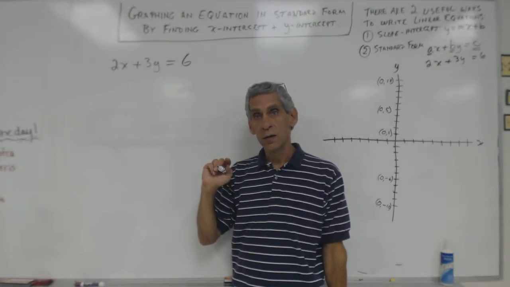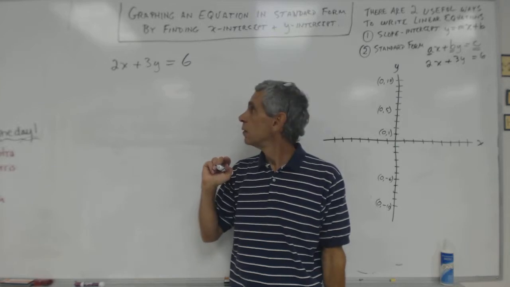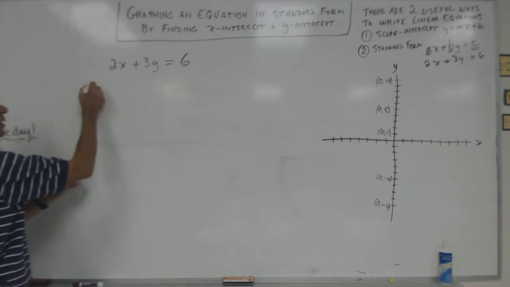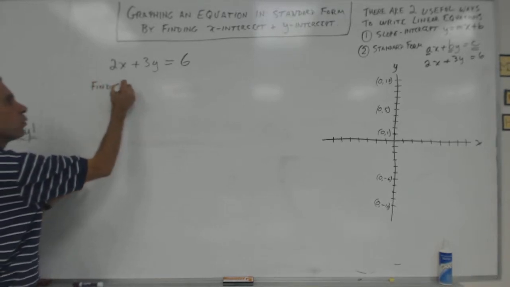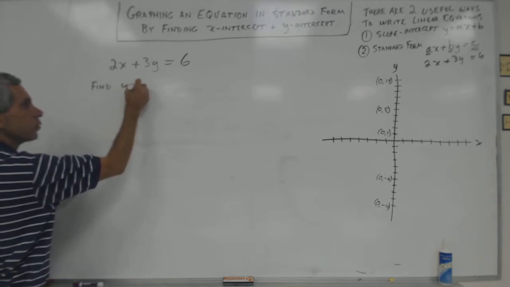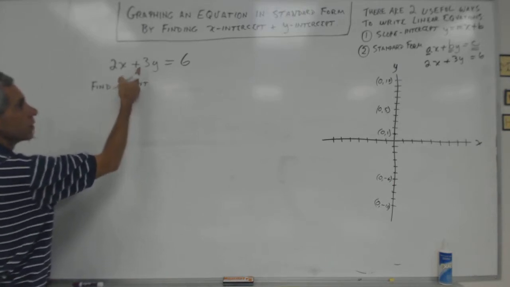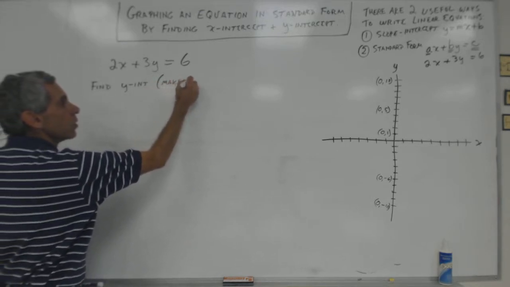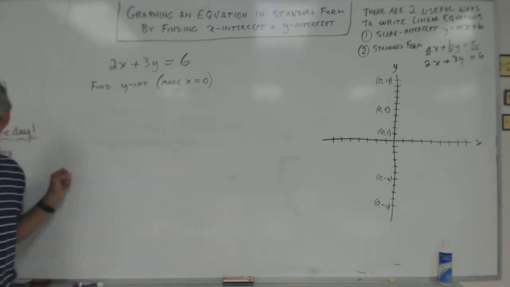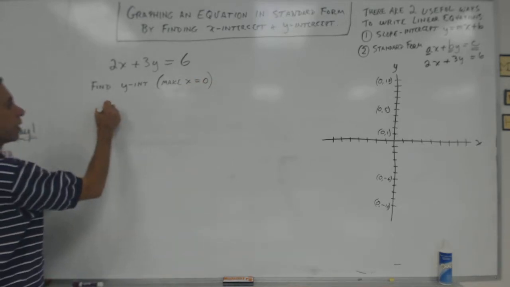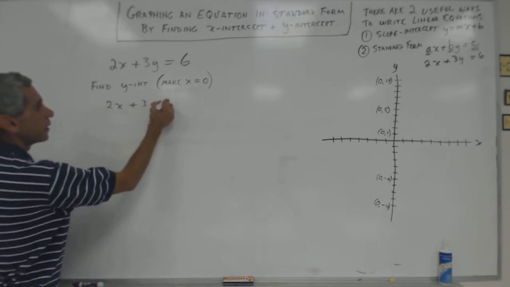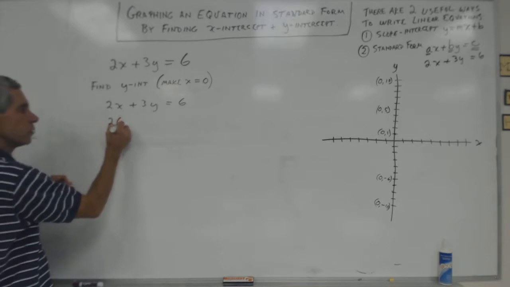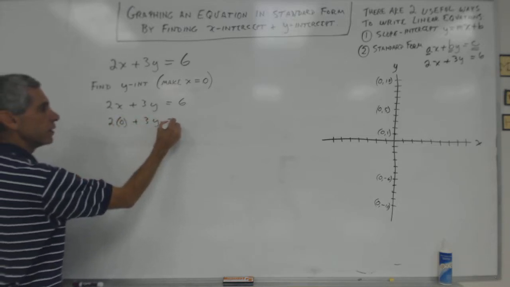Mira says x equals 0. So you're saying to find my y-intercept, in other words, where this line crosses the y-axis, I am going to make x equal 0. Is that what you're saying? Mm-hmm. Okay. So I'm going to rewrite my equation: 2x plus 3y equals 6. And I'm going to replace my x with 0. So 2 times 0 plus 3y equals 6.